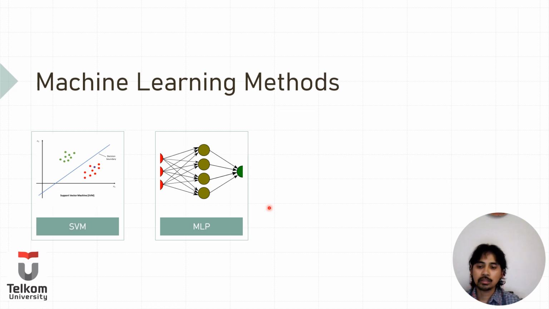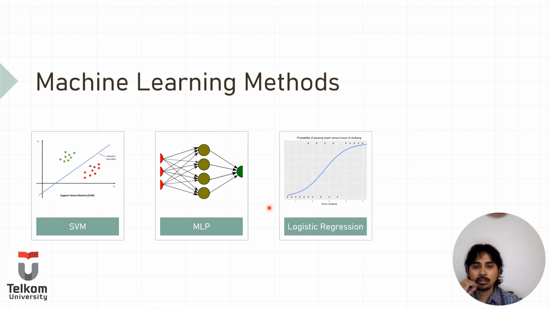And then there's the third method called logistic regression. Logistic regression transforms the data in the feature space again. If the data in the feature space has a linear correlation, then that linear correlation is transformed with a logistic function.